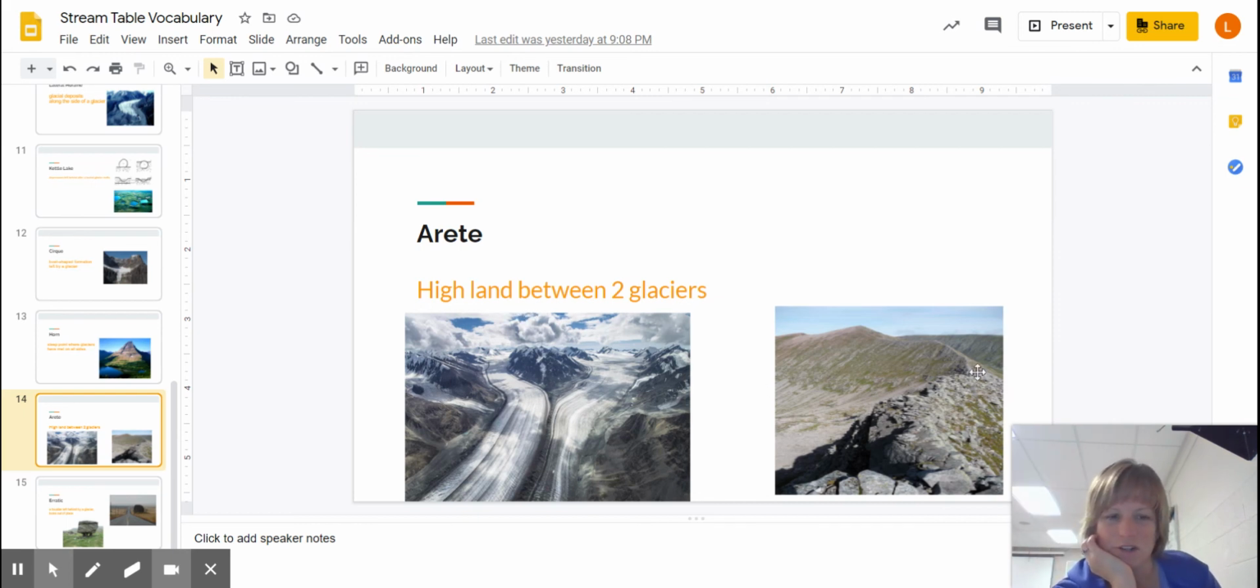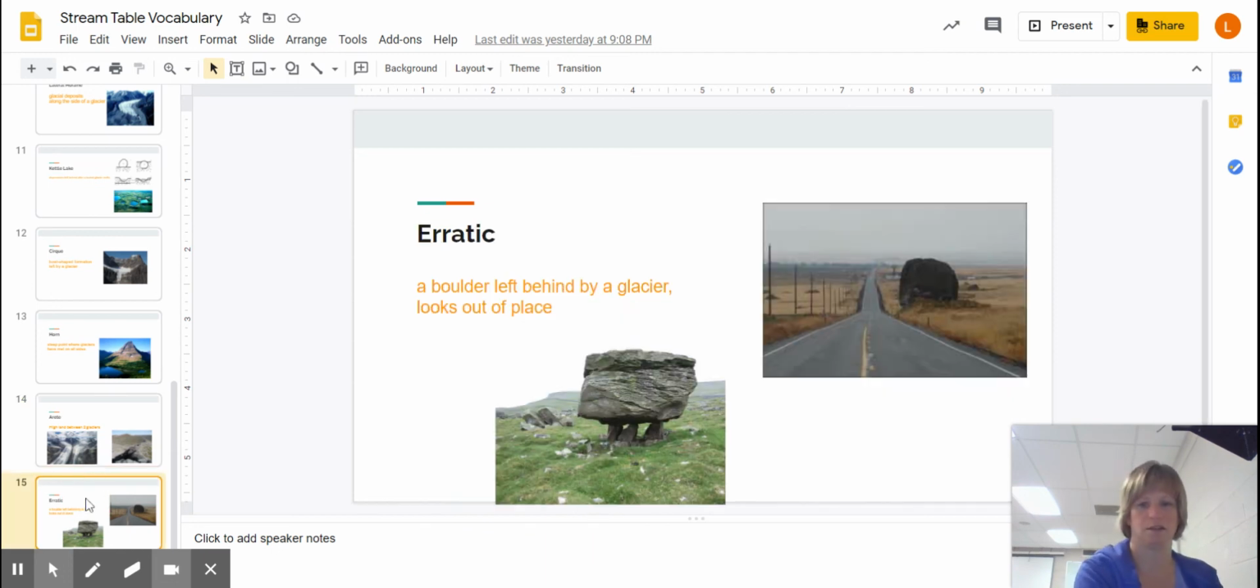And then check out this picture. This is also an arete, and you're like, huh, I don't see any glaciers. Well, they've melted, but the present is the key to the past. If I see an arete in the present, I know that there were glaciers on each side. And I think I've saved the best for last. We definitely can see these in Ohio.